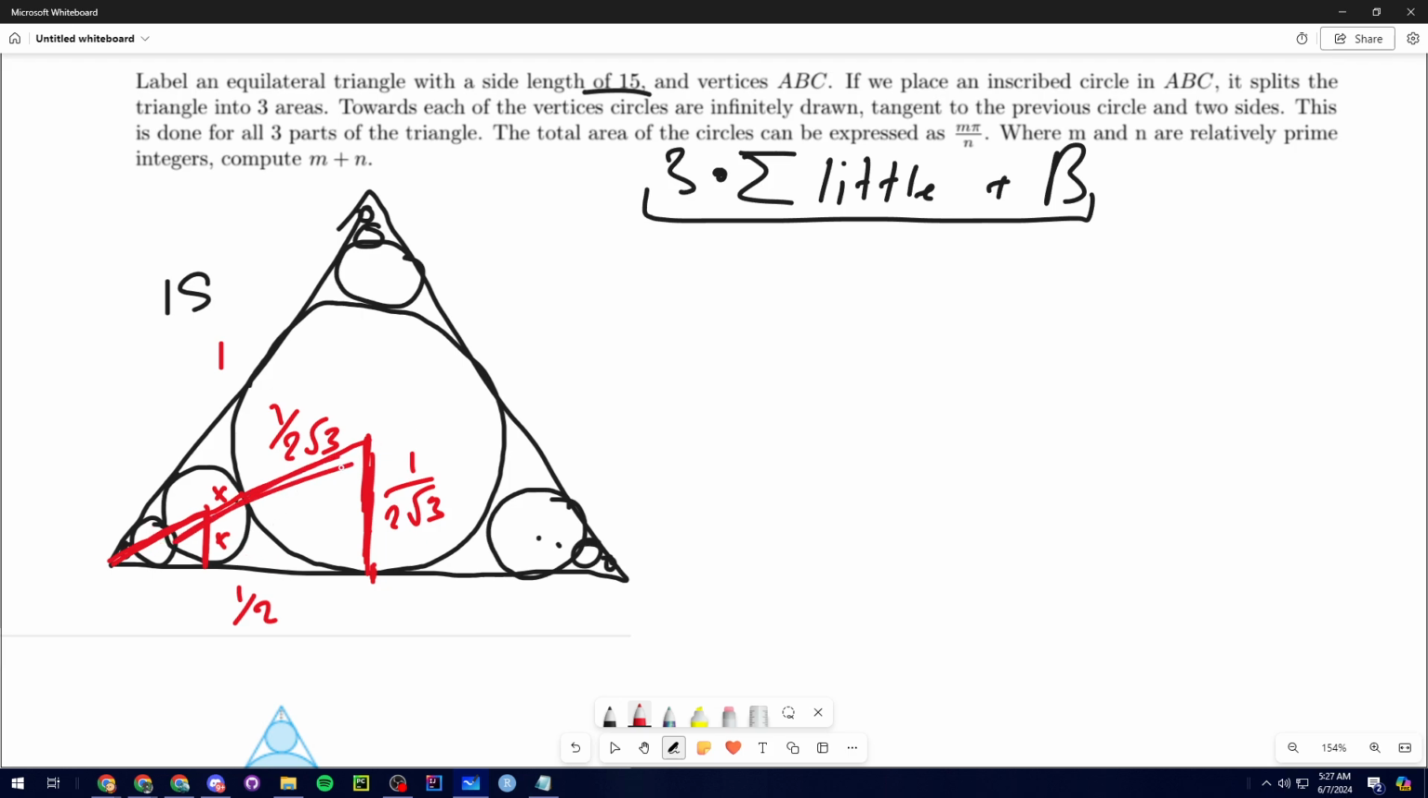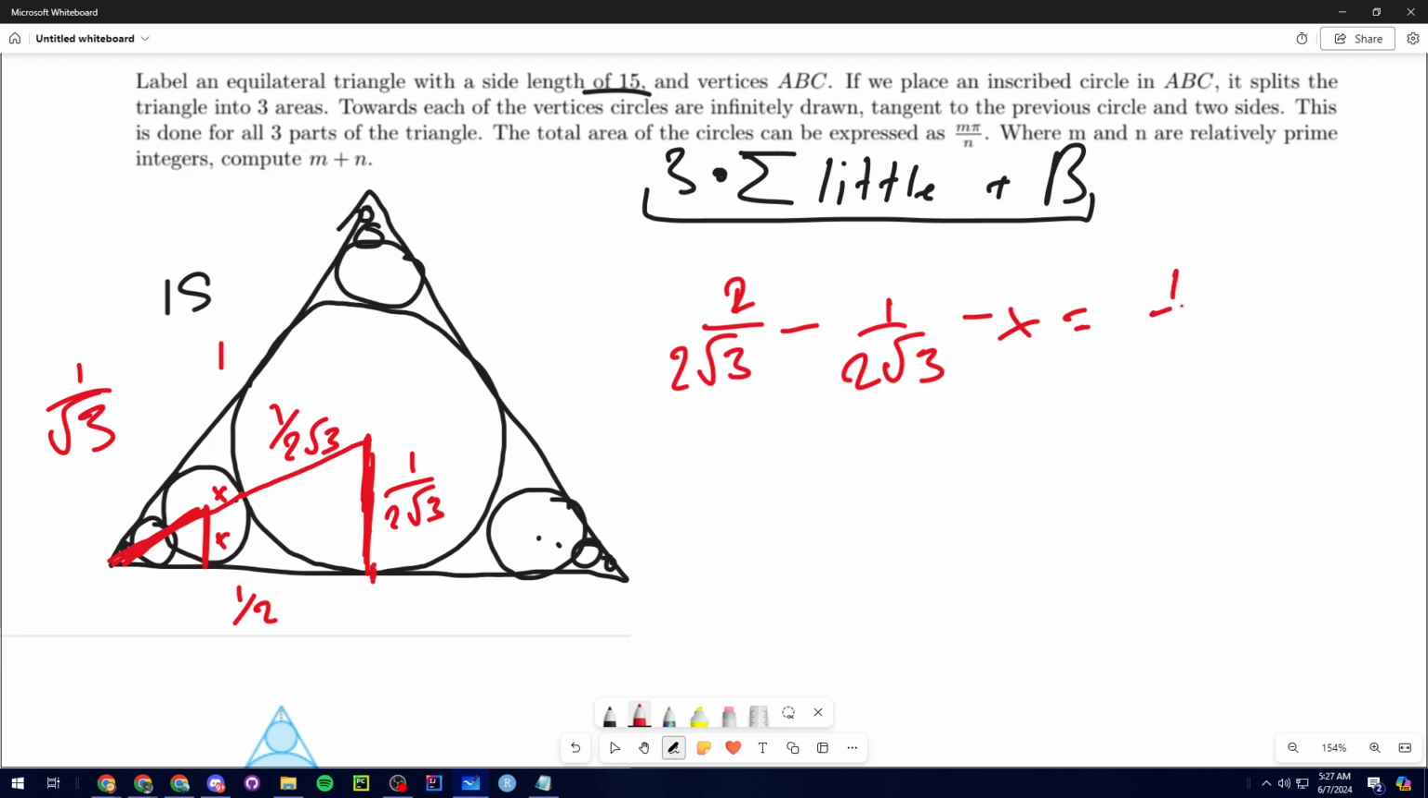Well, this whole hypotenuse is just equal to 1 over root 3. Why is that? Because a 30, 60, 90 triangle is just times 2. And we have 1 over root 3, but we're also subtracting 1 over 2 root 3 and then x. That's equal to this length over here. So you can turn this into 2 and turn this into 2. That'll just be equal to 1 over 2 root 3 minus x.